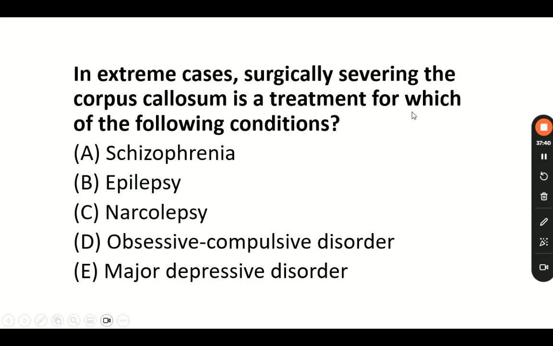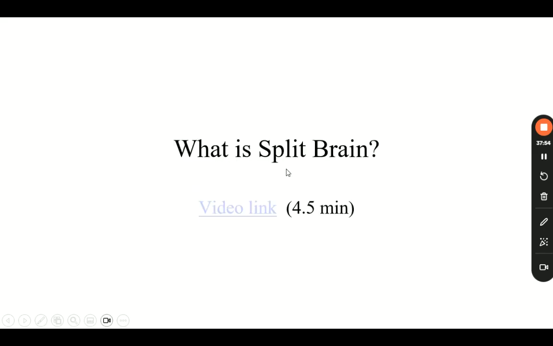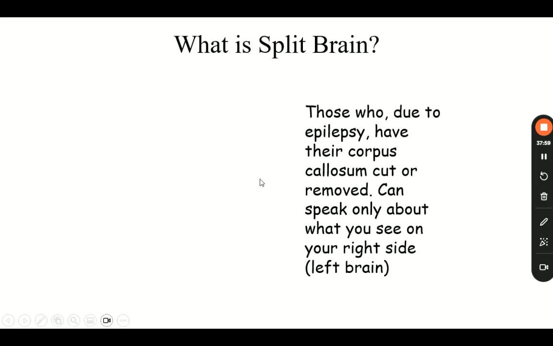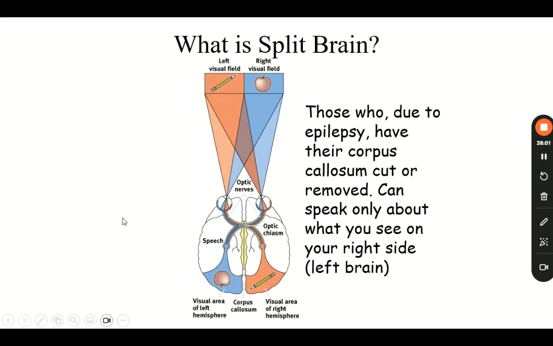In extreme cases, surgeons sever or cut the corpus callosum. Why do you do it? Because of seizures. So you do it because of epilepsy. I really don't want to get into split brain. It takes so much time, and I haven't really seen it, but if you cut the corpus callosum, the left side of your brain and the right side of the brain become independent of each other, and some really weird things happen.